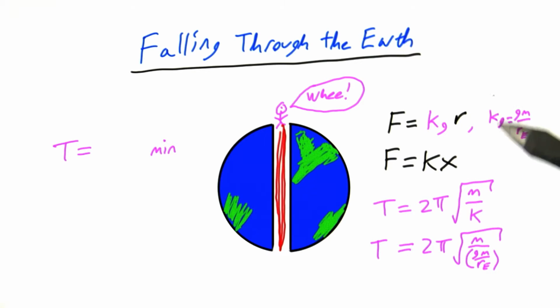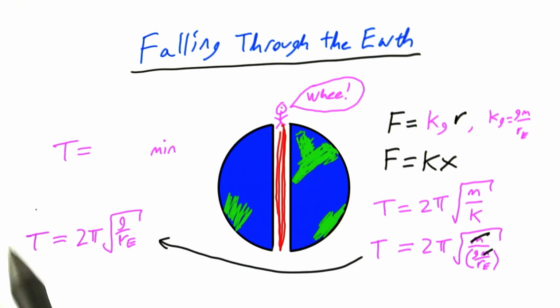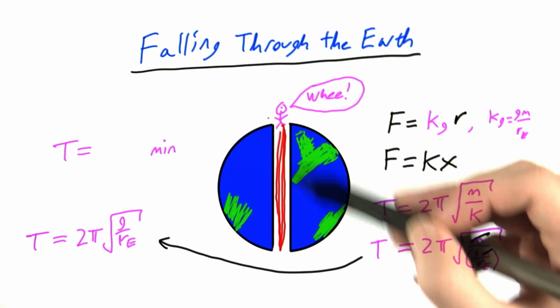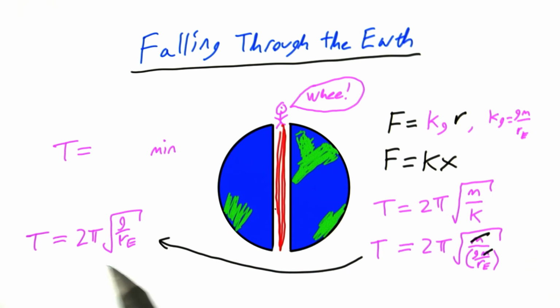Okay, so now I can use this value of kg, gm over re, as the value of k in my period equation, like so. And quite pleasantly, the mass terms here cancel. And this gives me this final equation for the period of a person oscillating through the center of the Earth, that the period is equal to 2 pi times the square root of re over g, where re is the radius of the Earth.